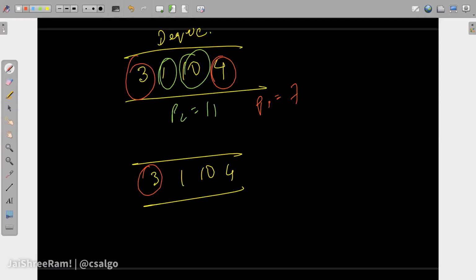So the greedy approach directly doesn't work, because if you take 3 over here, then your opponent has to take either 1 or 4. Whichever he takes, you will get 10. So he will take 4 and you will get 10.